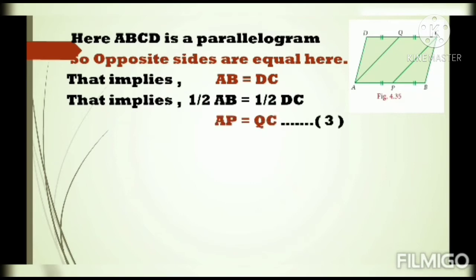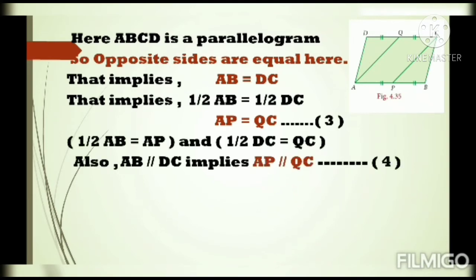What is the value of half of the AB? Yes, AB. Also, what is the value of half of the DC? Yes, QC. So, from the relation AB equal to DC, we got the relation AP equal to QC. Okay guys.